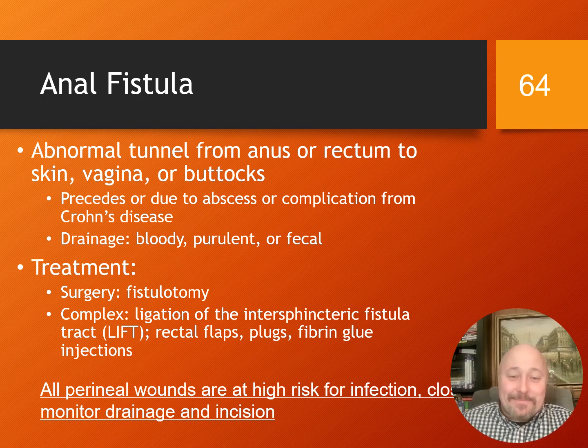An anal fistula. This is an abnormal tunnel from the anus or rectum to the skin, vagina, or buttocks. It proceeds or is due to an abscess or complication from Crohn's disease. And again, it's going to have that bloody, purulent, fecal drainage. The treatment's going to be surgery, a fistulotomy, and in some cases, ligation with the intrasphincteric fistula tract, rectal flaps, plugs, fibrin glue injections. Your big takeaway here is that all perianal wounds are at high risk for infection. We want to closely assess these patients and do everything we can to keep it as clean as possible.